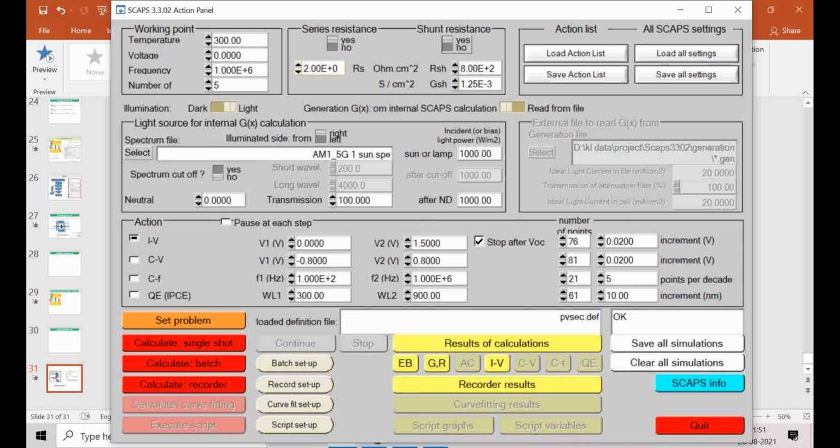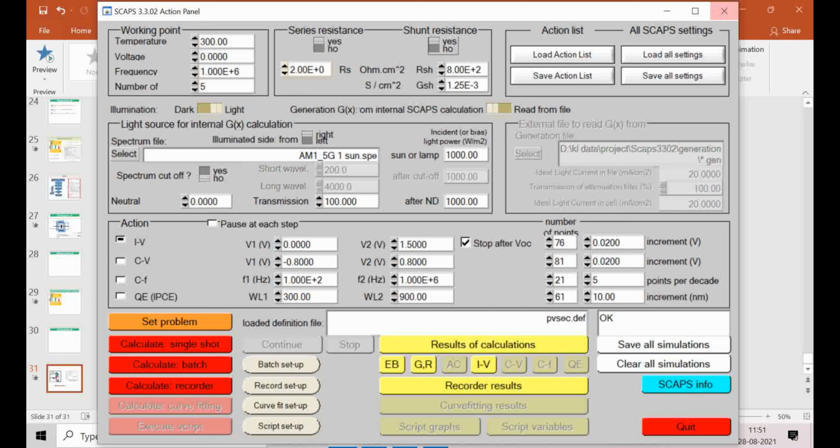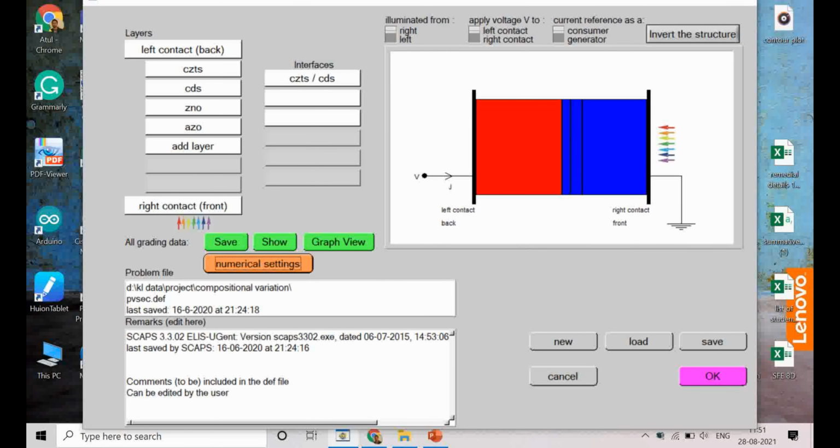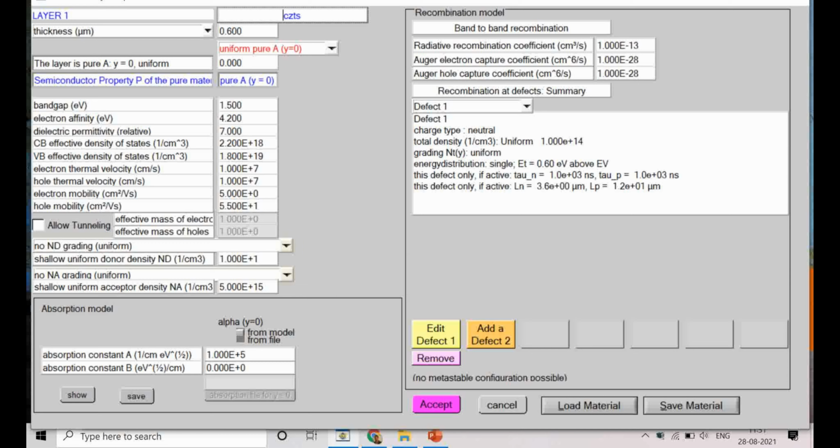For that, you go to the set problem. I have already set one problem: CZTS, CDS, ZnO, AZO. So this is the structure. I will show you the structure so that you can also replicate it. You can stop the video and replicate these parameters I have just shown to you.